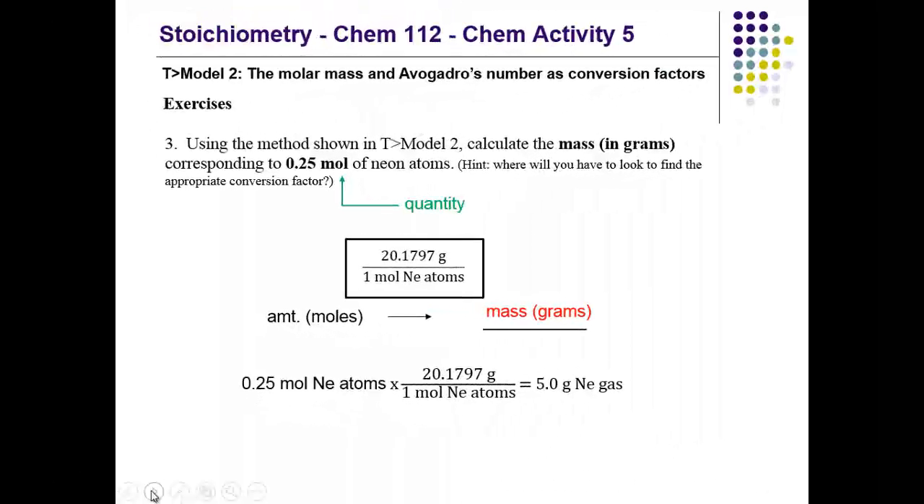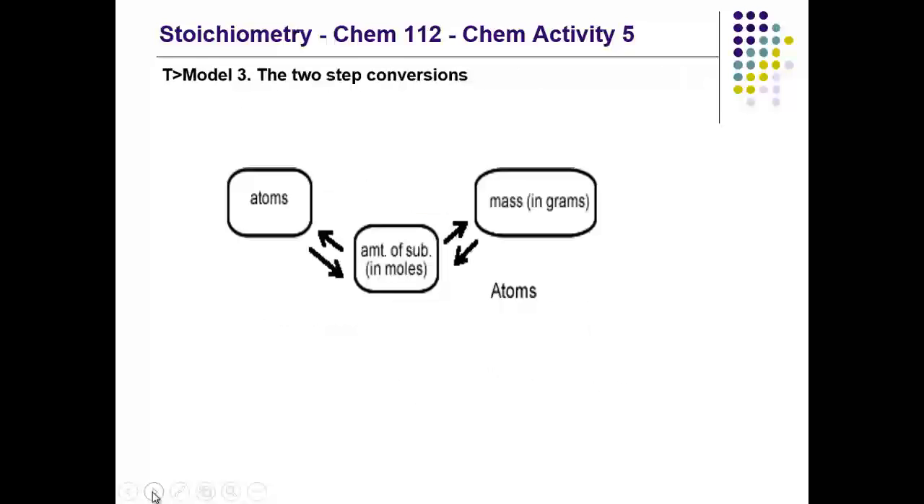It's important to be able to do multiple kinds of conversions. And so this brings us to teaching model number 3. In teaching model number 3, we're starting to look at the two-step conversions. We've looked at conversions that involve Avogadro's number, that's going back and forth between the number of atoms and the amount of substance in moles. And we've also looked at conversions that involve the amount of substance and the mass. And of course, to do that, you need the molar mass.